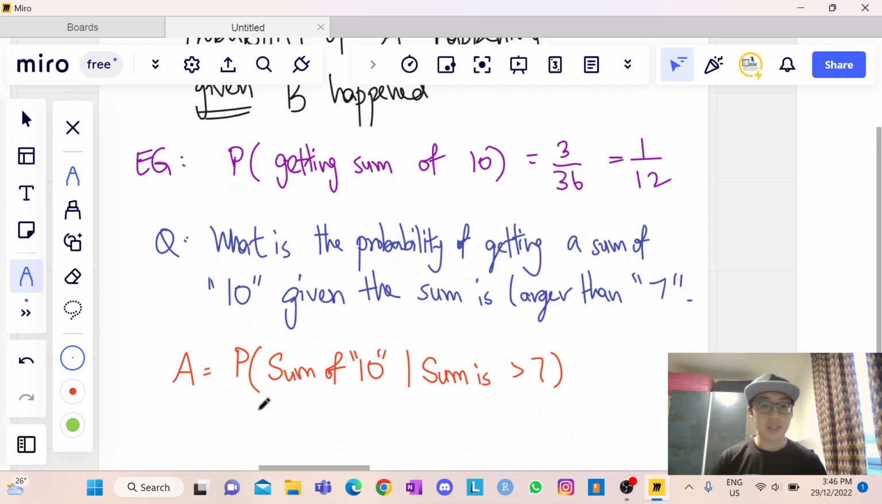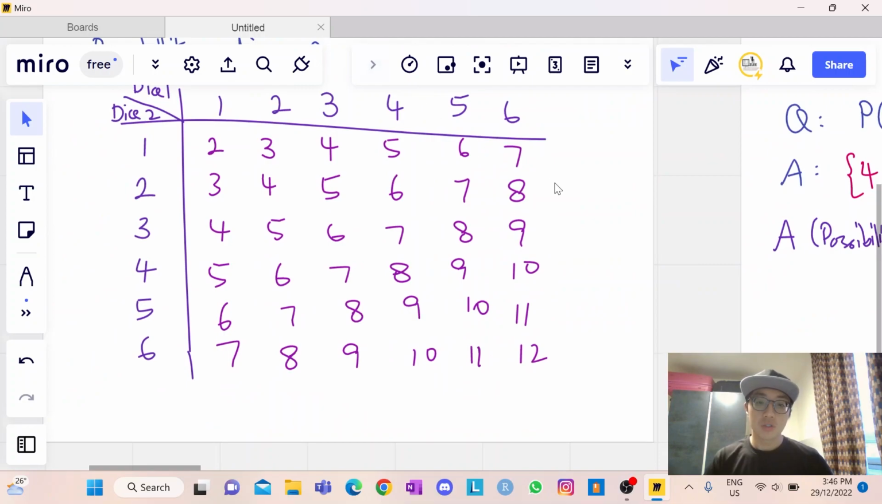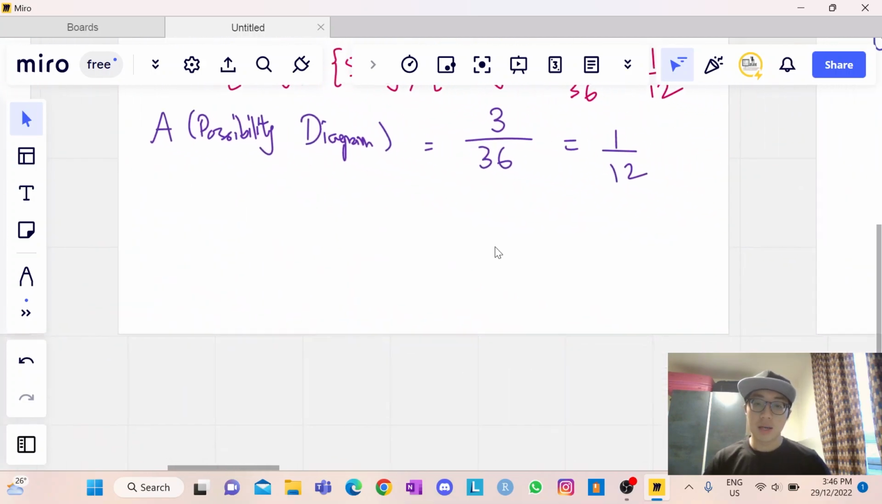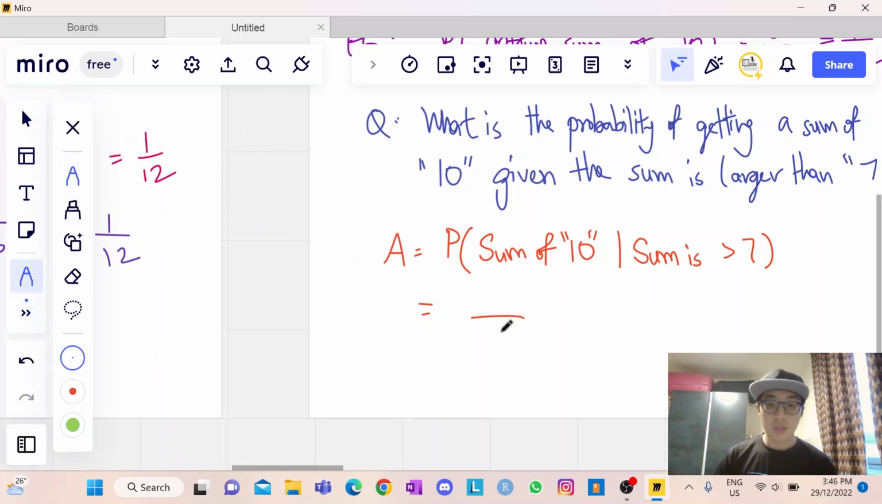All right, so now we know that the sum is larger than 7. So now we're going to look at the total possible outcomes that are larger than 7. In this case, 7 is not counted because we want the sum that is larger than 7. So we will get all these ones below here: 8, 9, 10, and 11, 12. So it's 1, 2, 3, 4, 5, 6, 7, 8, 9, 10, 11, 12, 13, 14, 15. So there are a total of 15 possible outcomes that the sum is larger than 7.